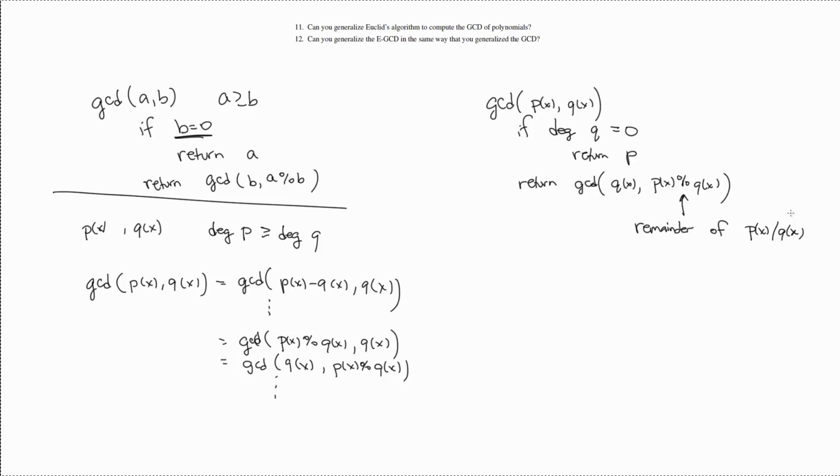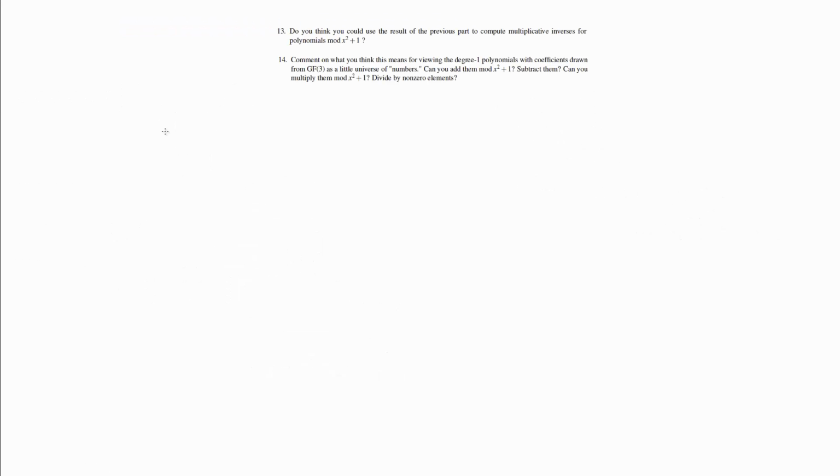Generalizing the extended Euclidean algorithm follows the exact same pattern. We replace b equals 0 with degree q is equal to 0, and we replace mod with the remainder of polynomial long division. The procedure for computing multiplicative inverses for polynomials modulo x squared plus 1 is identical to that of computing multiplicative inverses for integers in a finite field.